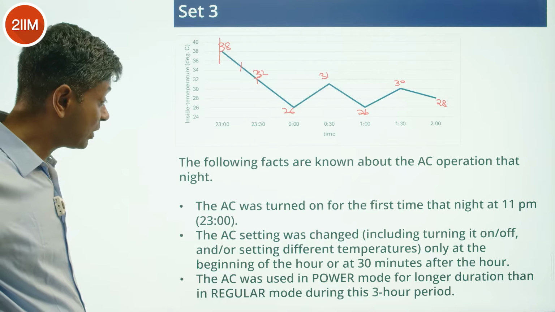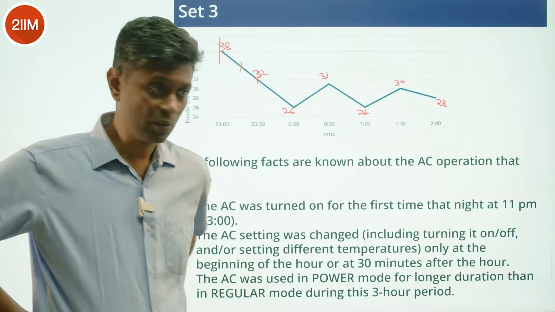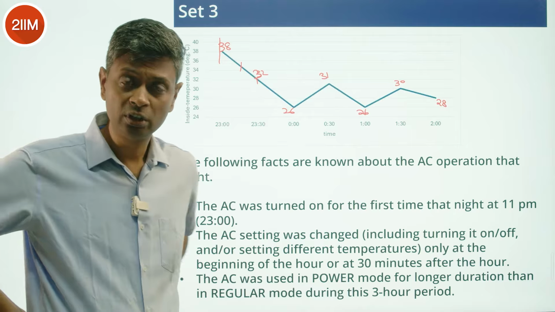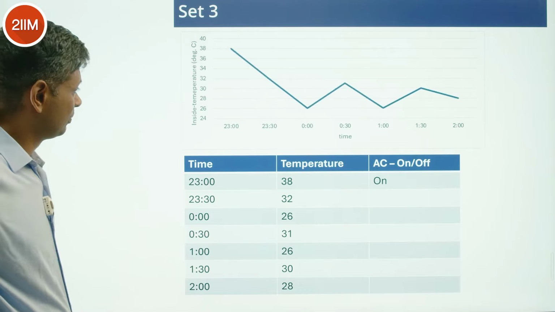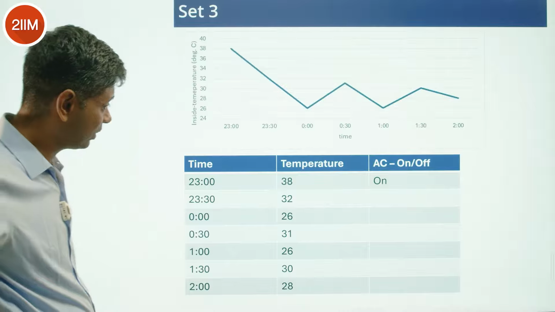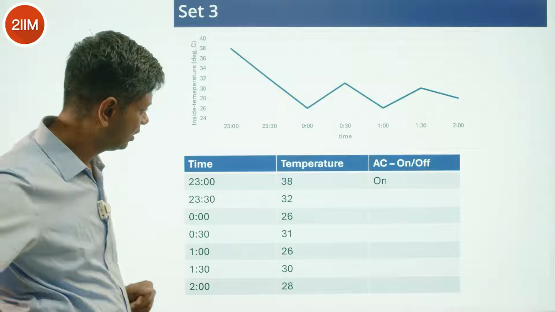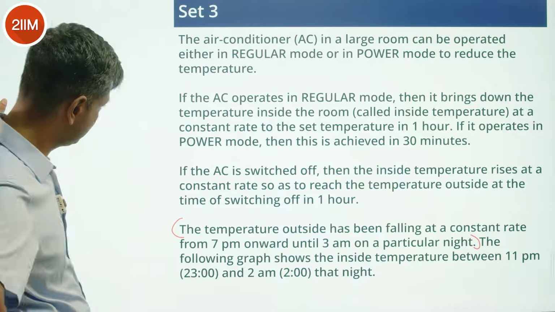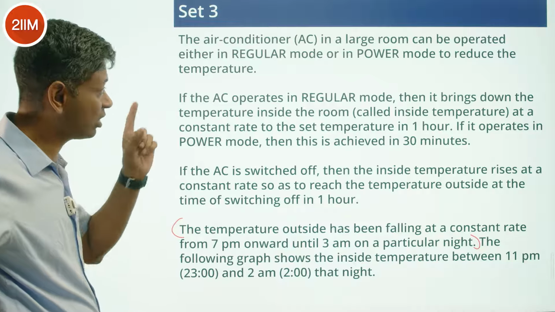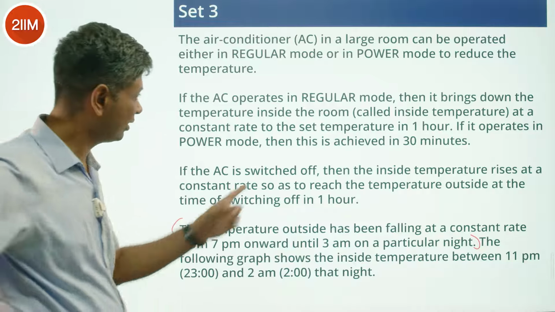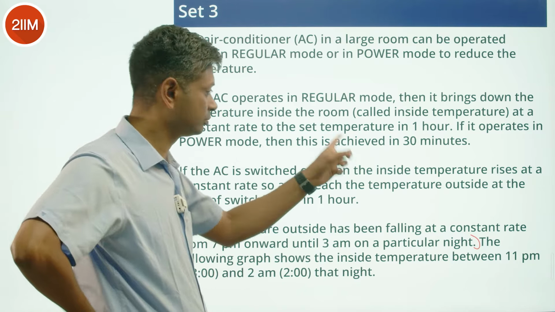The AC was used in power mode for longer duration than in regular mode during this 3-hour period. Power mode for longer than regular mode during this 3-hour period. Very interesting. We switched on this AC at 11 o'clock, which is why the temperature falls to some target temperature. Now, very interestingly, when it operates in regular mode, it brings down the temperature inside the room at a constant rate to the set temperature. If it operates in power mode, it brings it down faster.